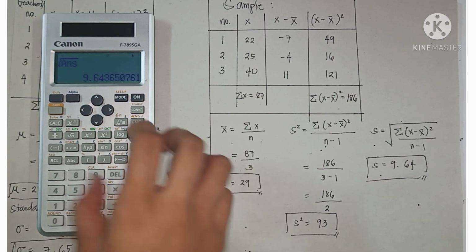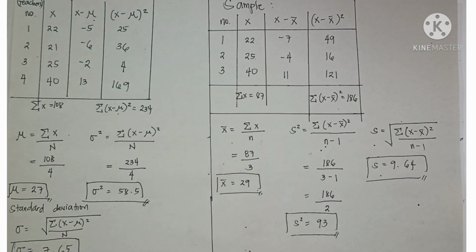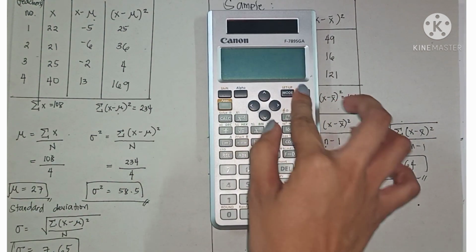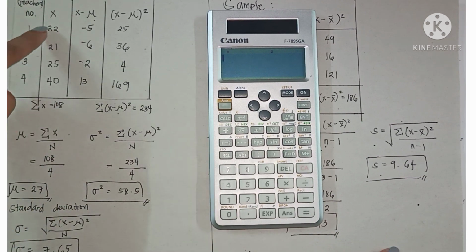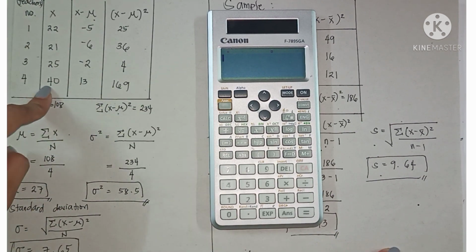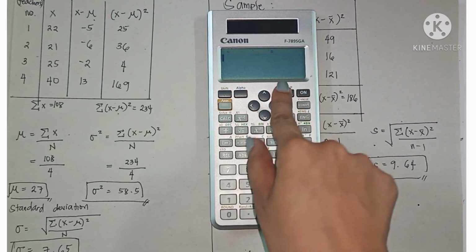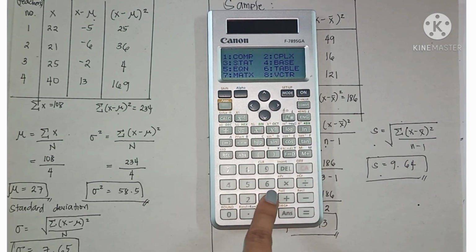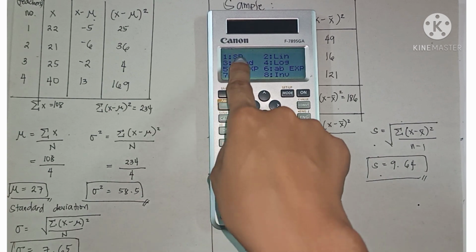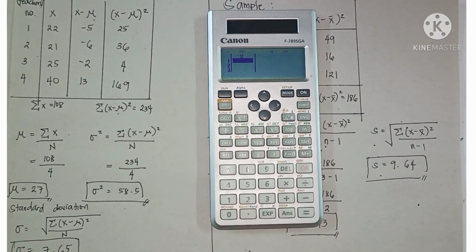Okay? So, to check if your answers are correct, you can use your calculator para makita kung tama ba yung mean, variance, and SD nyo. Okay, so check muna natin yung nakuha nating sagot sa population. So, ang x natin ay 22, 21, 25, and 40. So, pindutin lang natin si stat, si mode. Okay, so mode, pindutin si stat, pindutin si SD, which is number 1.